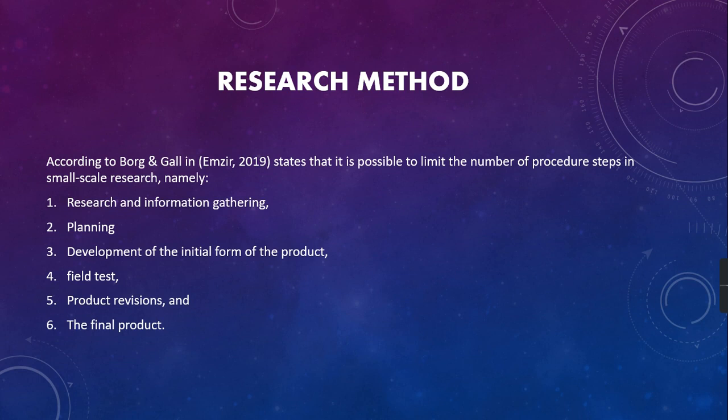In this research method, we use research and development. According to Borg and Gall, it is possible to limit the number of procedure steps in small scale research, namely: 1. Research and information gathering, 2. Planning, 3. Development of the initial form of the product, 4. Field tests, 5. Product revisions, and last, 6. The final product.